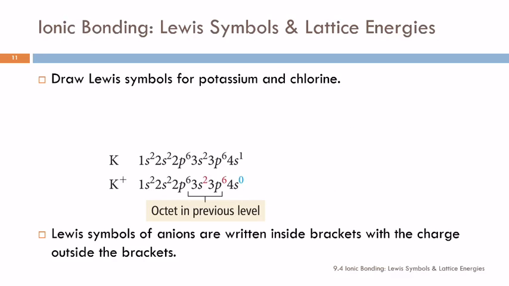So let's look at ionic bonding first. Let's draw Lewis symbols for potassium and for chlorine. The symbol for potassium is K. How many valence electrons does potassium have? 1. It's in group 1. And the symbol for chlorine is Cl, and how many valence electrons does it have? 7. So 1, 2, 3, 4, 5, 6, 7.